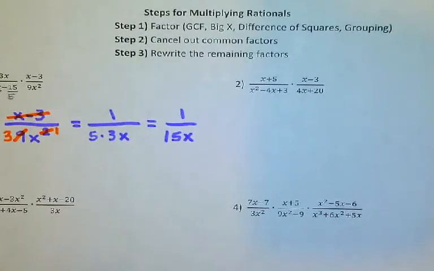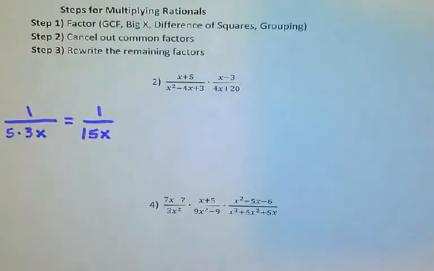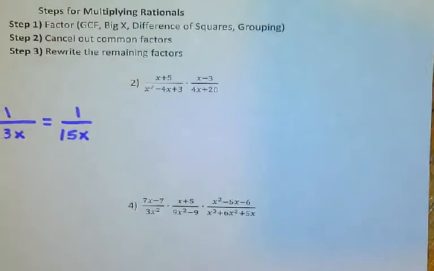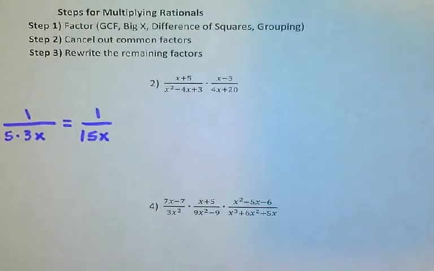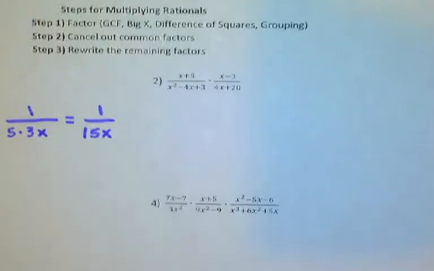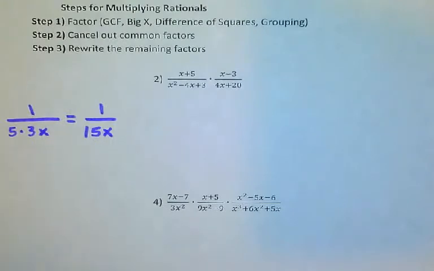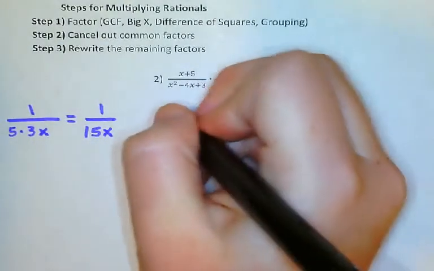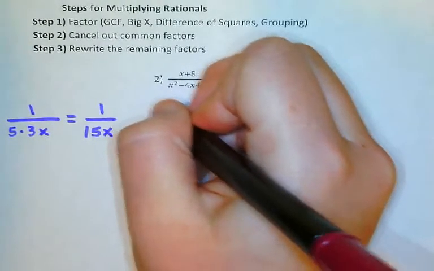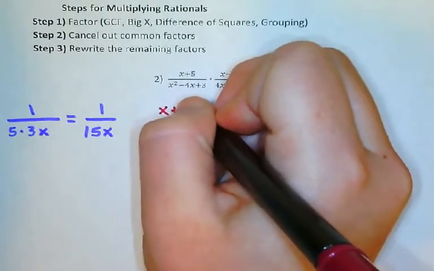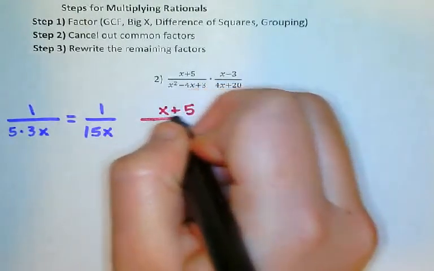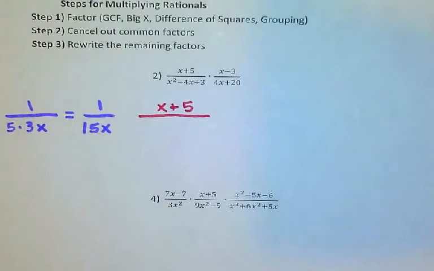Alright, here with number 2, see how much space I got on this paper. Ooh, lots of space. Alright, so again, first step, always factor. Factor whatever you can. So this x plus 5, can't factor that. So I'm going to leave it as x plus 5. Maybe draw a line here.